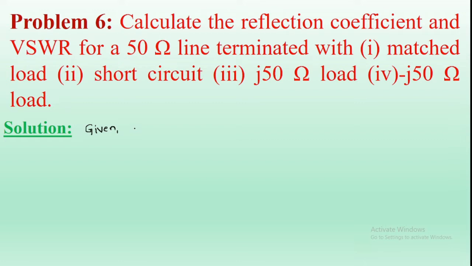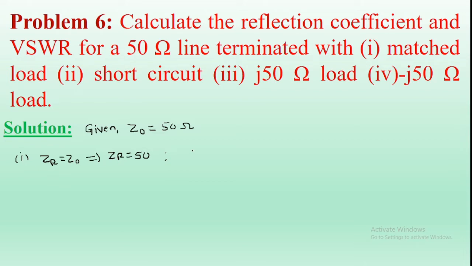the characteristic impedance Z0 is equal to 50 ohms. First bit solution: the line is terminated in a matched load. The end of the transmission line is terminated with a matched load, which means the load impedance ZR is equal to the characteristic impedance. Given that the characteristic impedance Z0 is equal to 50 ohms, therefore the load impedance ZR is equal to 50 ohms. And calculate the reflection coefficient value and the standing wave ratio value.